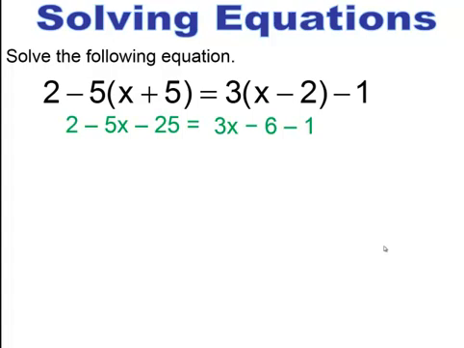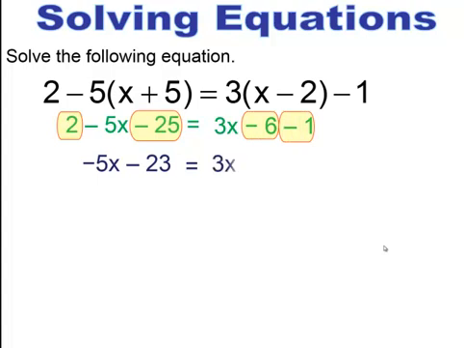Now you're going to combine like terms. So you end up with 2 minus 25. That's going to give you a negative 23. So you have minus 5x minus 23 equals, and then you're going to combine that. Negative 6 minus 1 is going to give you 3x minus 7.